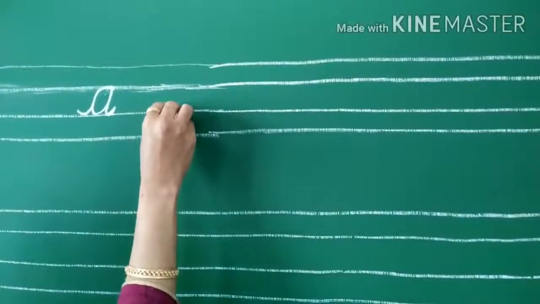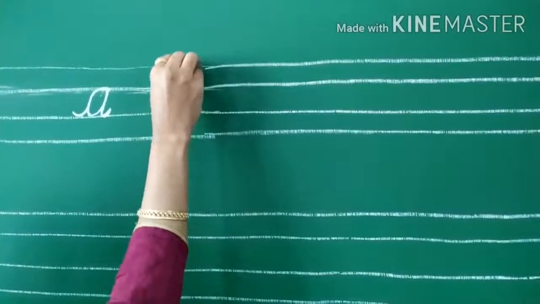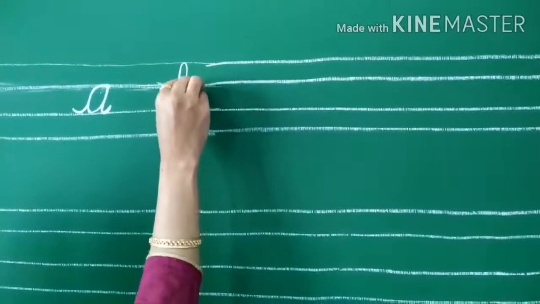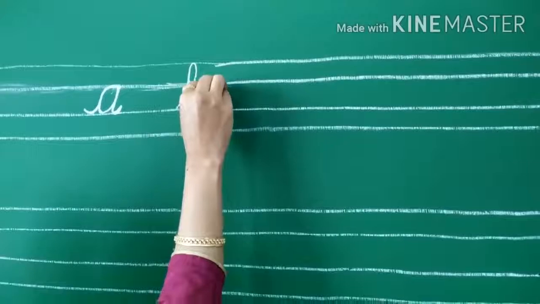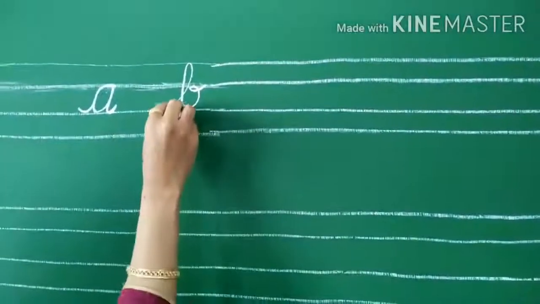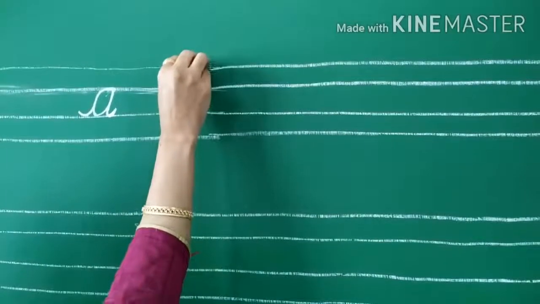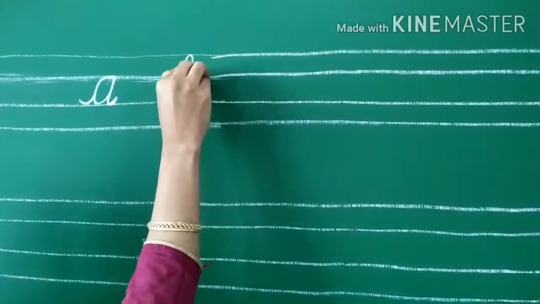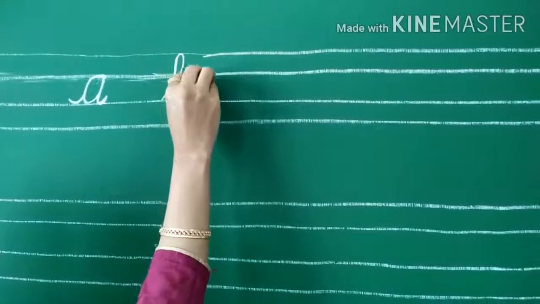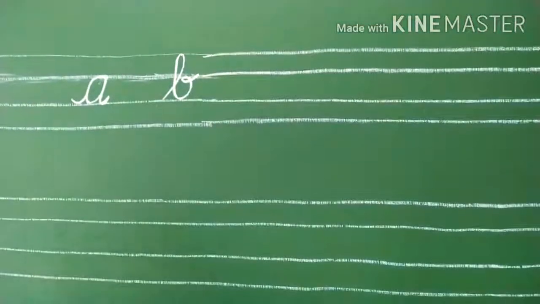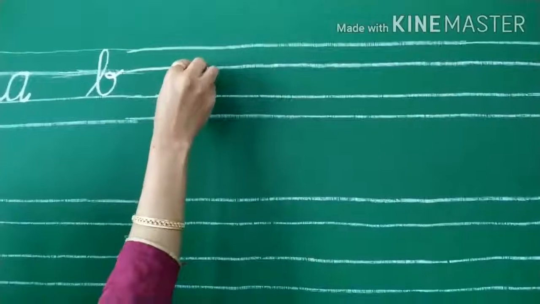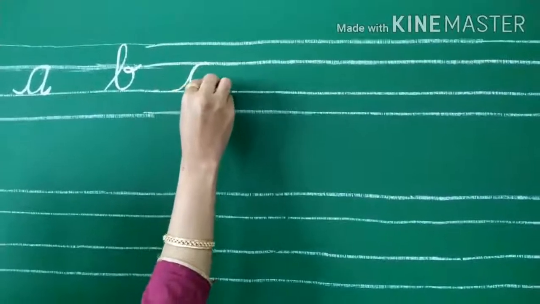And how to write small b? Draw a slanting line and knot. Again a curve ends with a knot and a small curve. Yes, draw a slanting line, a knot and draw a curve. Put a knot ends with a small curve. It's small b. To write C, draw a curve and draw a semicircle.